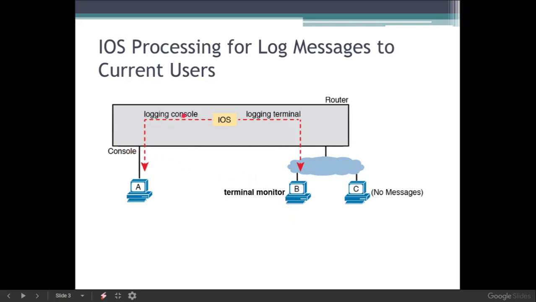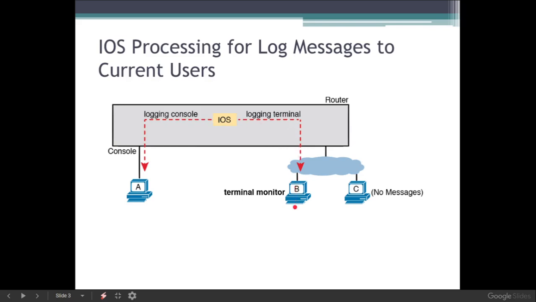Now, if we are connected via the console, then in order to see the messages that are generated at the console, we would use this command, logging console. Of course, this command is turned on by default, so we will always be seeing messages at the console unless we turn it off by saying no logging console.